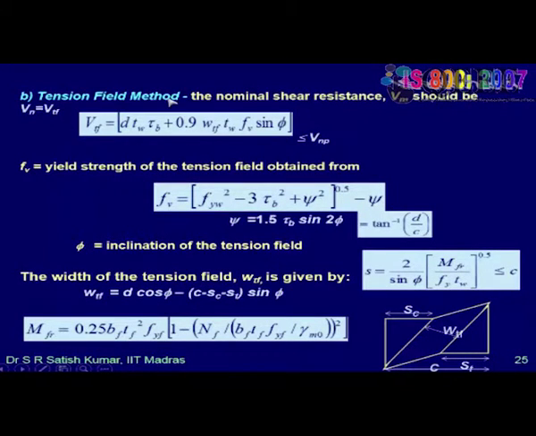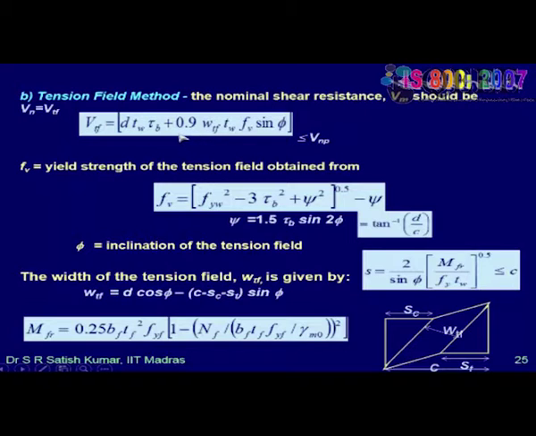This is the tension field method, where w TF is called the width of the tension field and phi is the inclination of the tension field. I don't want to go into these details, but basically the tension field method gives you the strength as the critical strength. We can call this V critical, that is tau b into d t w, we just saw that, plus an additional strength coming due to tension field action.